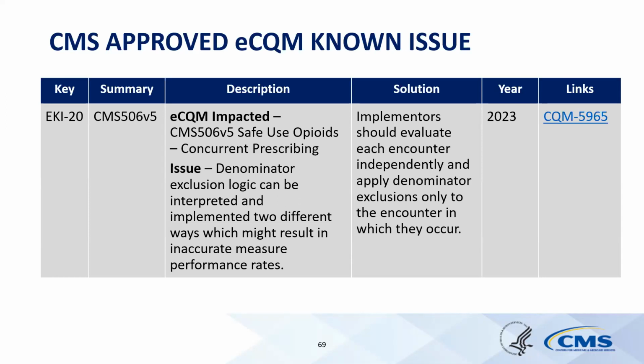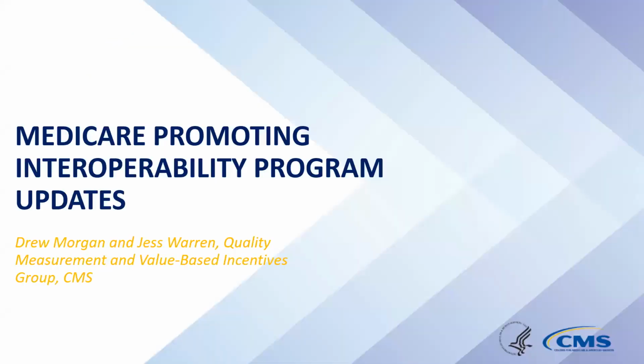This issue was corrected in the 2024 reporting period by removing the second reference to the initial population within each of the denominator exclusion clauses, thus referring to the initial population only once. The beginning of the exclusion logic clarifies that exclusion should only apply to the encounter in which it occurs. And that's all I have. Next slide, please.